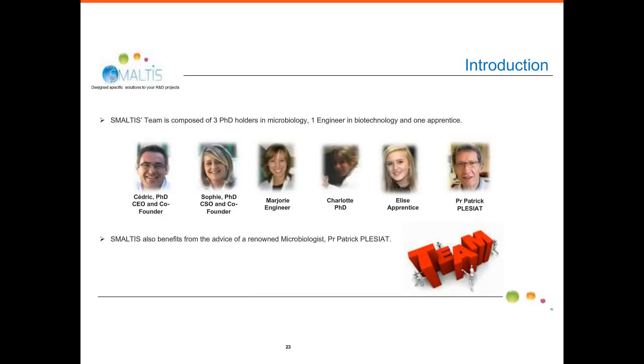Regarding the team, our staff has a successful academic background and many years of expertise in microbiology, molecular biology, cellular biology, and antibiotic resistance. To introduce our team: it is made of 3 PhD holders, including the 2 founders, Dr. Sophie Guénard and myself. The team is also composed of 1 engineer and 1 apprentice. And SMALTIS benefits from the advice of Professor Patrick Plezia, a very internationally known microbiologist.